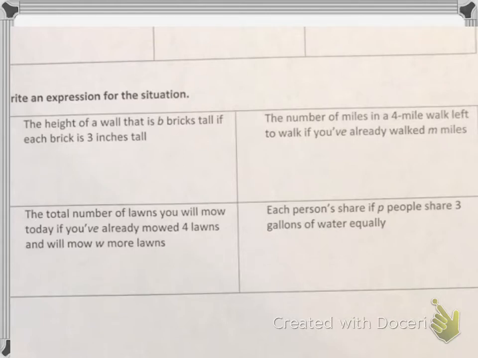All right. Same thing here, a little more words to maybe try to confuse us, but we're not going to let it. We're just going to write our expressions still. So it says the height of a wall that is B bricks tall if each brick is 3 inches tall. Well, how would we find the height of the wall? Well, the height would be equal to 3 inches times every brick that we have. So 3 times B would give us the height of the wall.